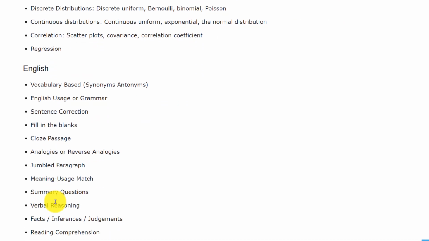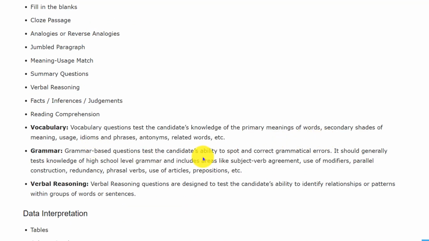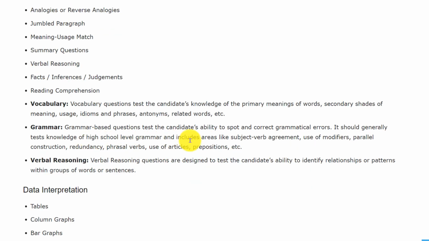The next section is English. The topics are vocabulary based, which includes synonyms and antonyms, English usage or grammar, sentence correction, fill in the blanks, cloze passages, jumbled paragraph, meaning usage match, summary questions, verbal reasoning, facts, inferences and judgments, and reading comprehension. In vocabulary, the topics include idioms and phrases, antonyms and related words, etc. In grammar, the topics are subject-verb agreement, use of modifiers, parallel construction, phrasal verbs, use of articles, prepositions, etc.